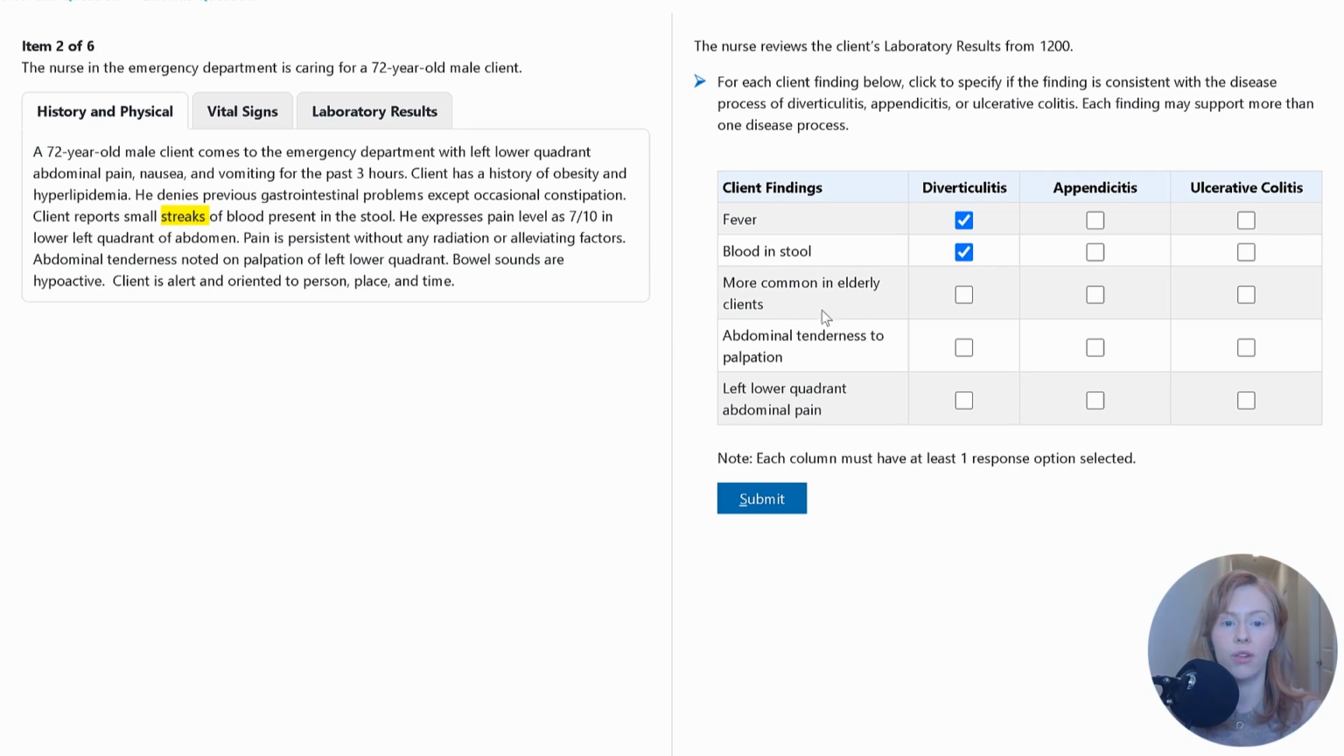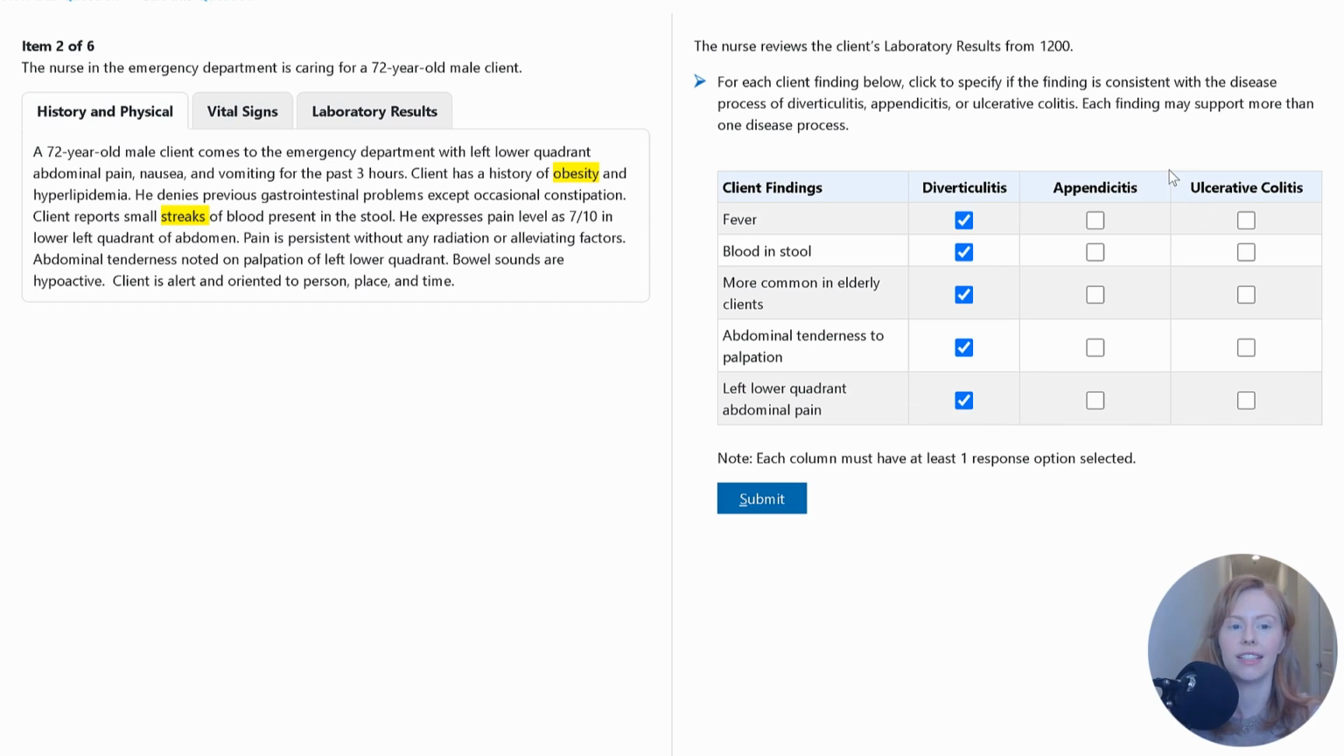Being more common in elderly clients. Yes, being obese, which he does have a history of, and being elderly are the two major risk factors for diverticulitis. So yes, I would expect this to be more common in elderly clients. And then abdominal tenderness to palpation. We'll consider this together with the next one, left lower quadrant abdominal pain. This is happening in that left lower quadrant, and if it's inflamed, then it's going to be tender when you palpate it. So yes, I'm going to expect to see abdominal tenderness to palpation and left lower quadrant abdominal pain.